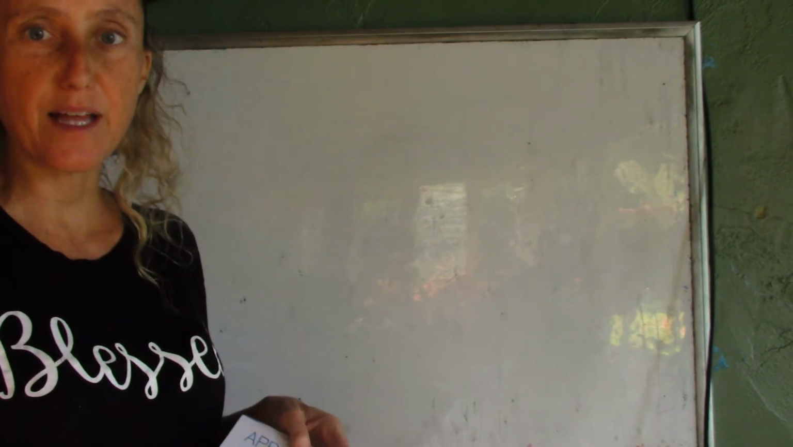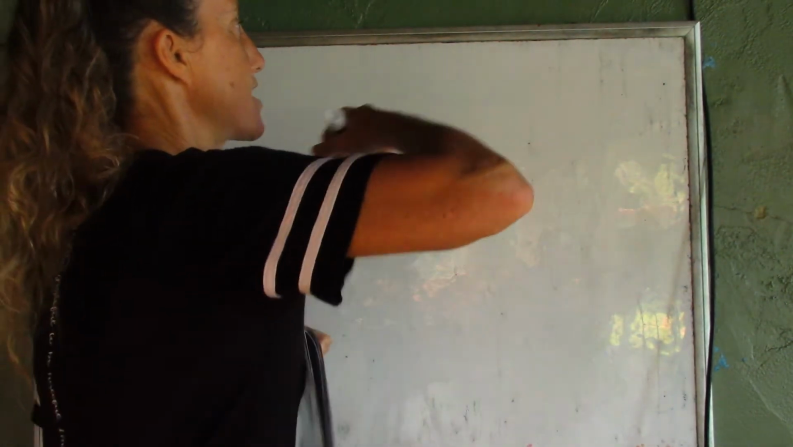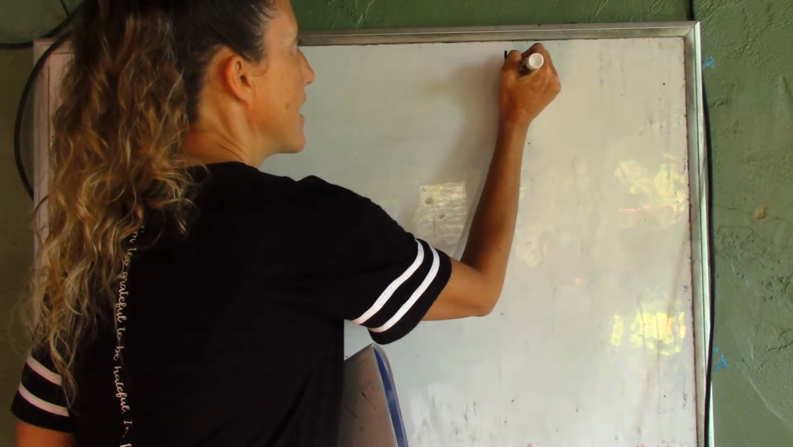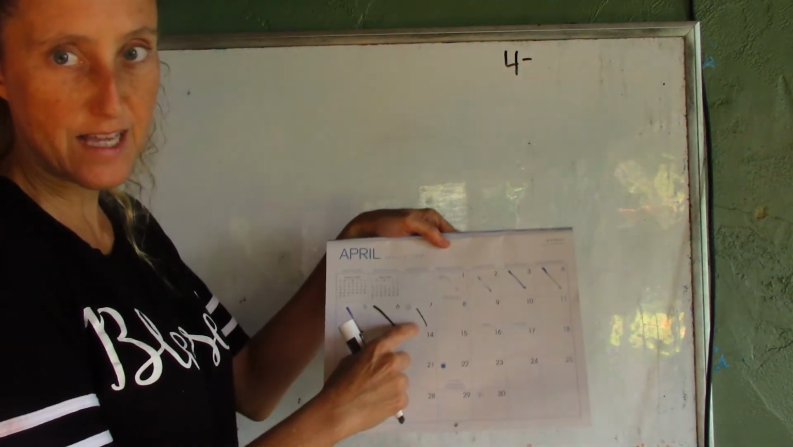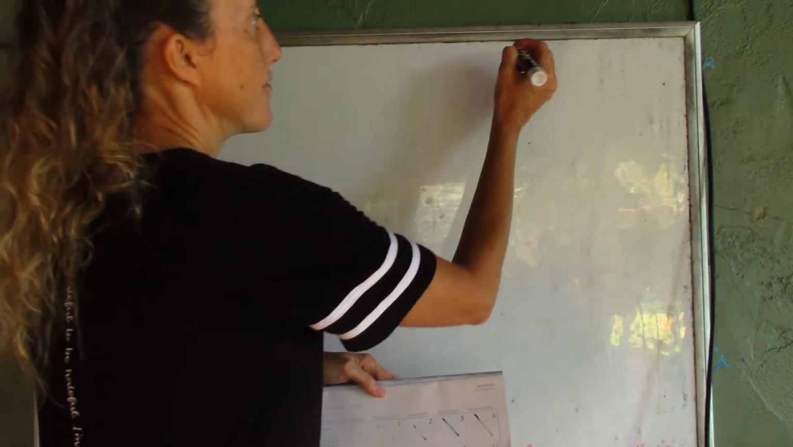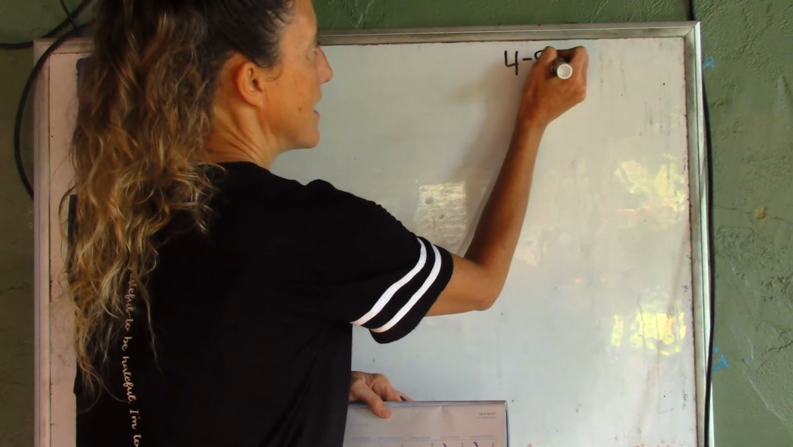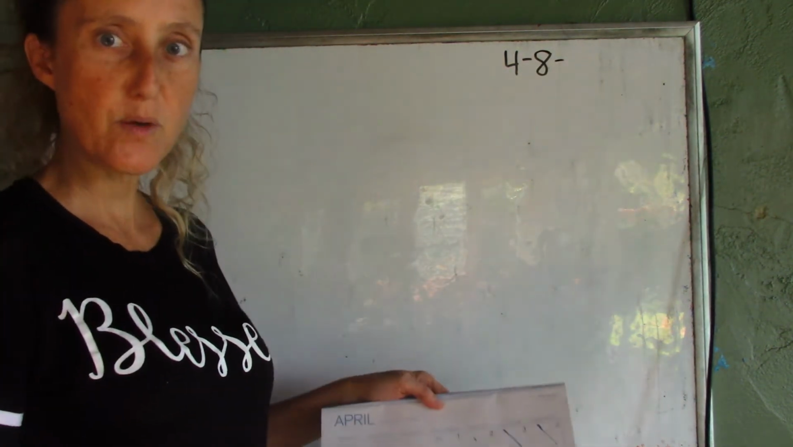You're right, April. And which number month is April? You got it, 4. So we're going to write 4. And if we look on here, we saw that yesterday was 7. So today is 8. So it's 4-8. And it's still the year 2020.